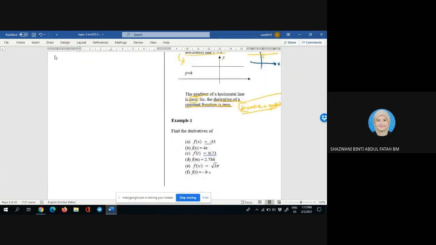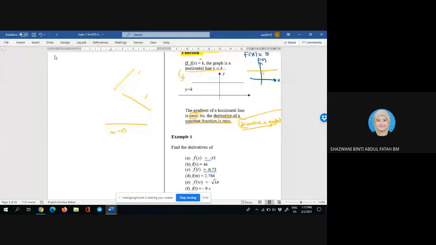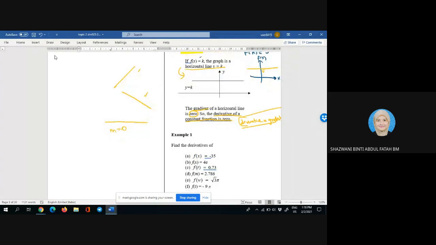Okay, so kita tengok pada example number 1. Ingatlah, bila straight line horizontal, line yang mendatar, dia tak ada kecerunan. Kalau macam ni, ada kecerunan. Tapi bila straight line, dia tak cerun. So that's why the derivative akan jadi kosong, atau m equals to 0. I hope you all boleh faham konsep ini dulu, baru kita tengok pada derivative.